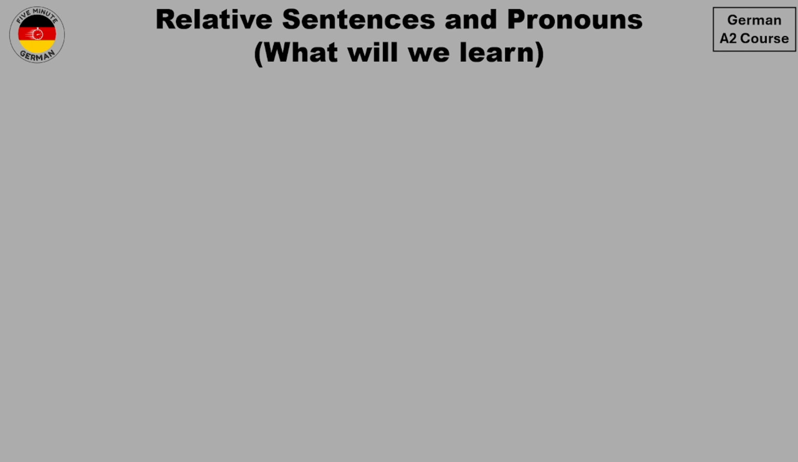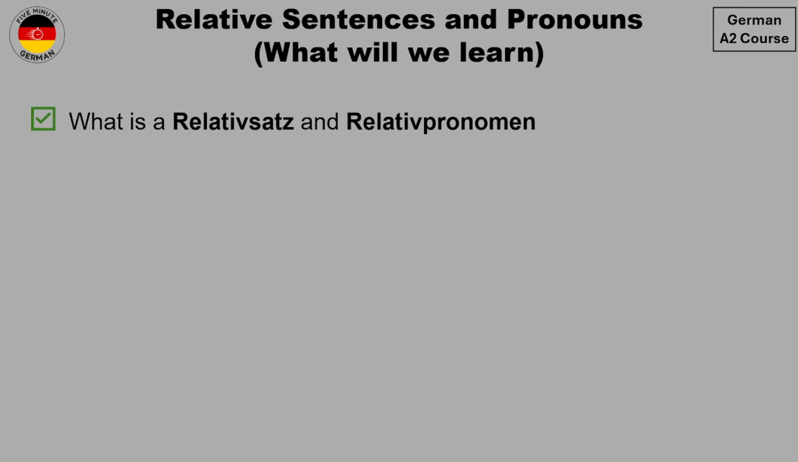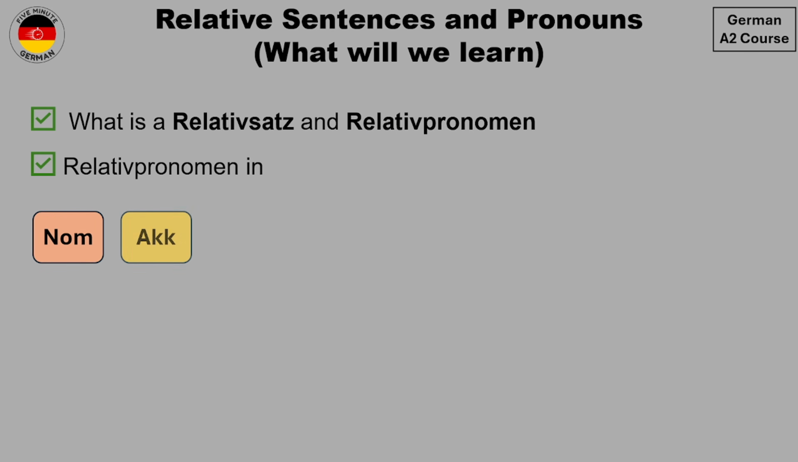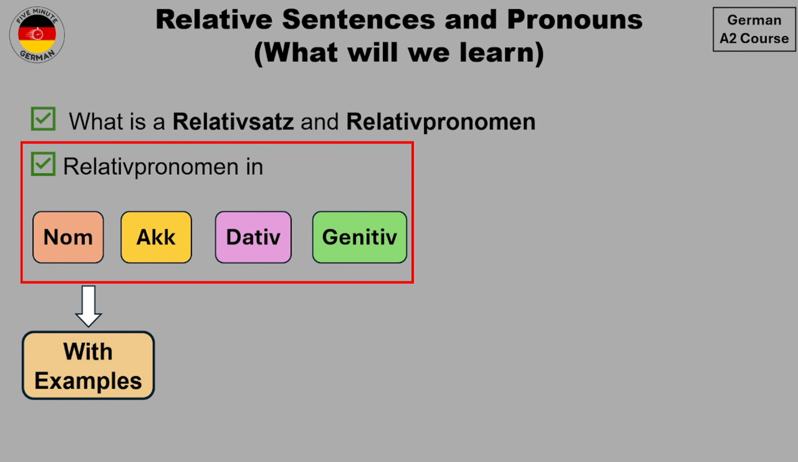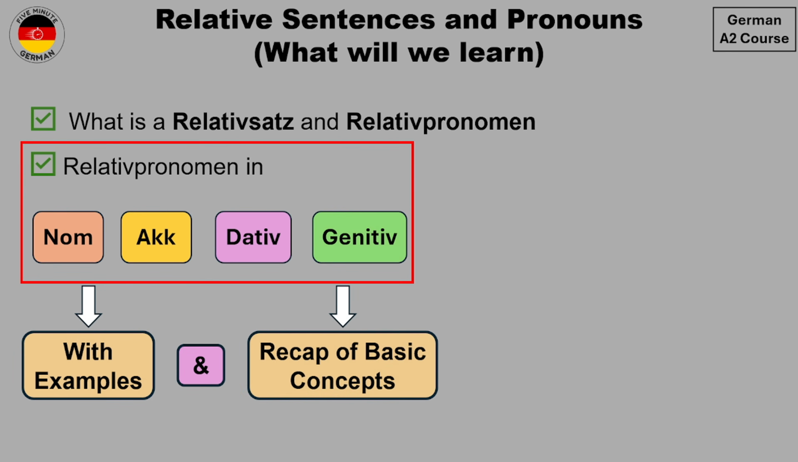We will start by first of all understanding what is a Relativsatz, which is a relative sentence, and what are relative pronomen or relative pronouns. After that, we will take a look at the relative pronomen in Nominativ, Akkusativ, Dativ, and Genitiv. So we will see how we use relative pronomen in all of these cases. And we will do this by taking a look at a lot of different examples. Along with these examples, we will also do a recap of basic concepts that we learned in A1, because if you know these concepts, then it will be easier for you to use the relative pronouns correctly.